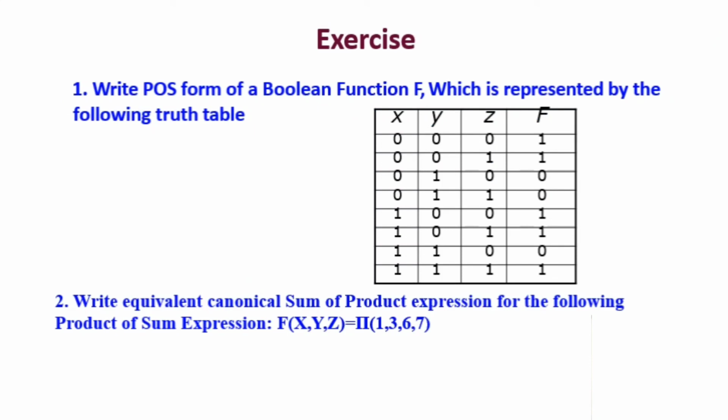This is left as an exercise for you. This is a 3 variable table, again like the previous question, and you can write the POS form for a Boolean function f, which is represented by the following truth table, and write the equivalent canonical SOP for the following POS expression. So this is 1, 3, 6, 7, these are the maxterms, and you are supposed to write the SOP. From maxterms we cannot directly write the SOP. So first we have to convert this into a truth table, then find the minterms, and from those minterms we can find the SOP expression.